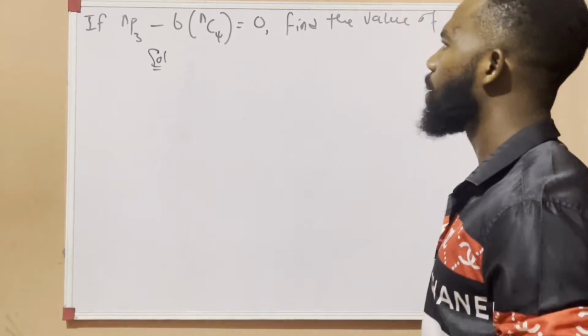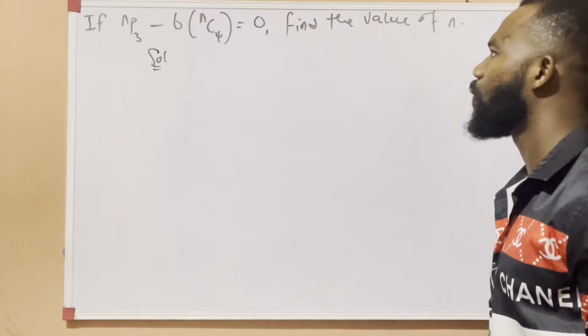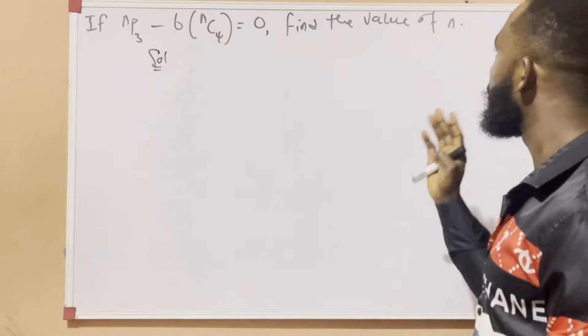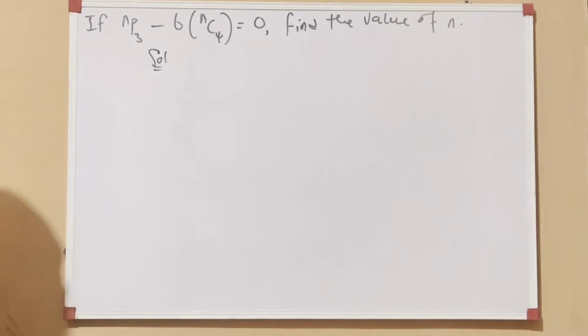The question says: if nP3 minus 6 times the bracket of nC4 equals 0, find the value of n. Now, how do we solve a problem like this?